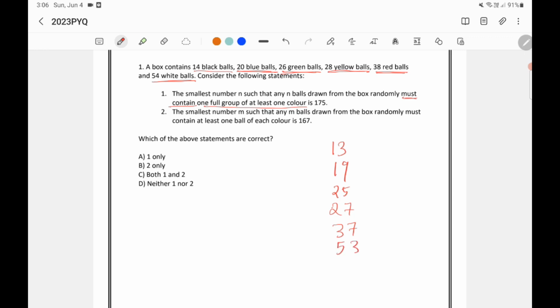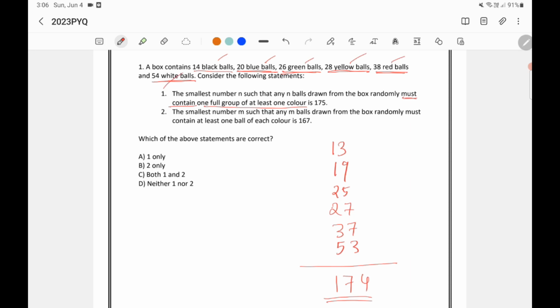So after I have taken all these, still I haven't got one full group of at least one color, because I have taken only one less than the full group. Now if you add all these, you will get 174. That means at the point that you have reached 174, you cannot say that you have taken one full group. Now if I take one more ball, it can be a black ball, a blue ball, a green ball, a yellow ball, a red ball, or a white ball.